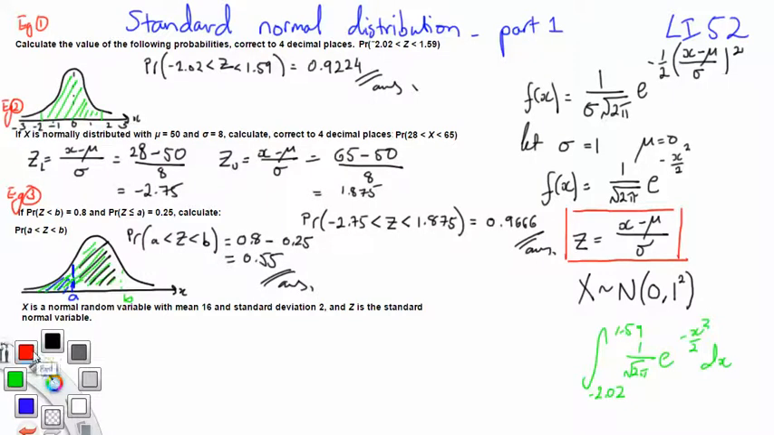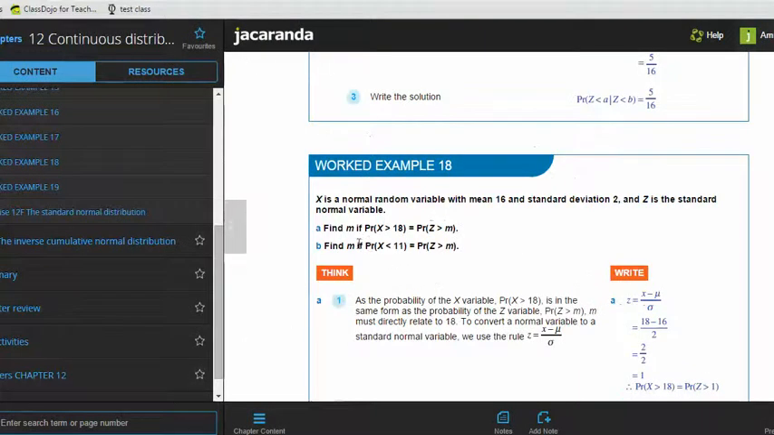Alrighty, last example. Example 4. So we have X is a normal random variable with mean 16 and standard deviation 2. And Z is the standard normal variable. I forgot to get the rest of the example. Find M if the probability, hang on, let me grab this example.